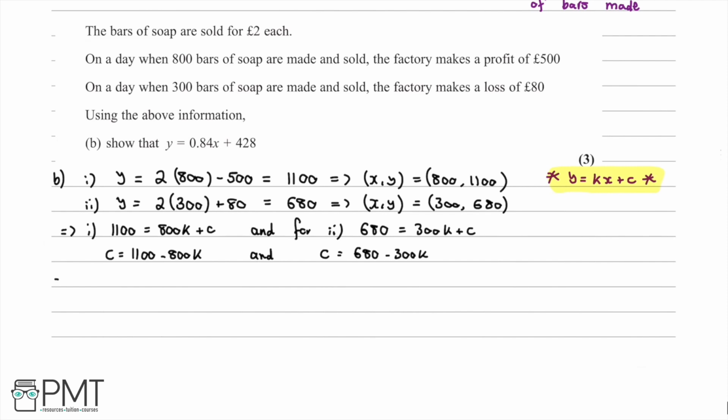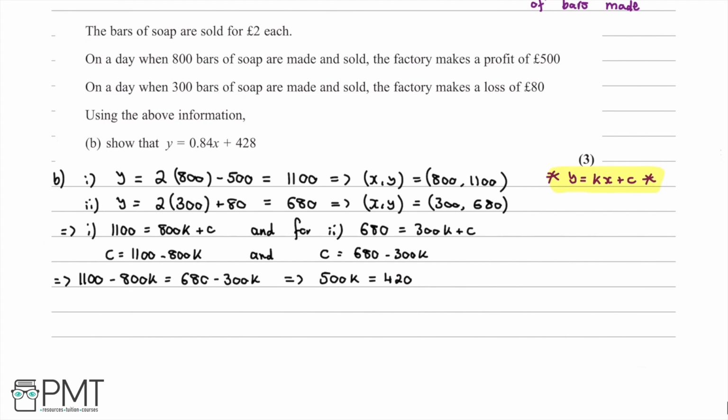And what we now do, we then equate these because we have something equal to c and something equal to c, which means that this is going to be equal to this. So we'll have 1100 minus 800k, and that is going to be equal to 680 minus 300k. And then we rearrange this and we have that 500k, so we've added 800 to both sides, and then that is going to be equal to 1100 minus 680, which is 420. So we now have this equation here, 500k is equal to 420.